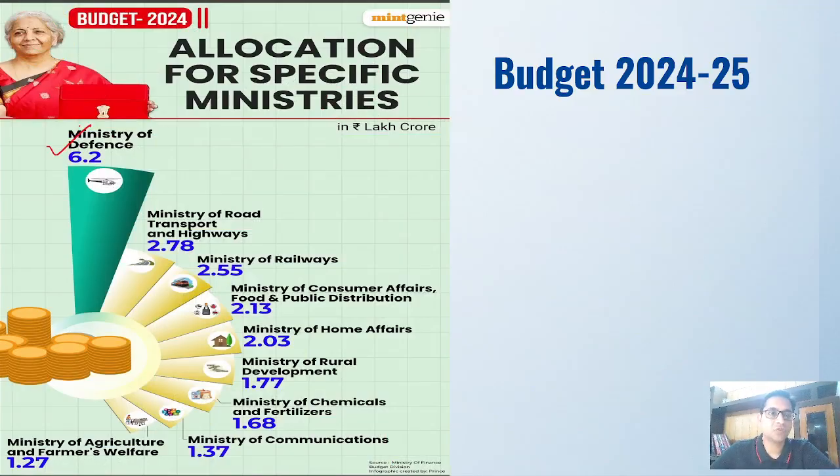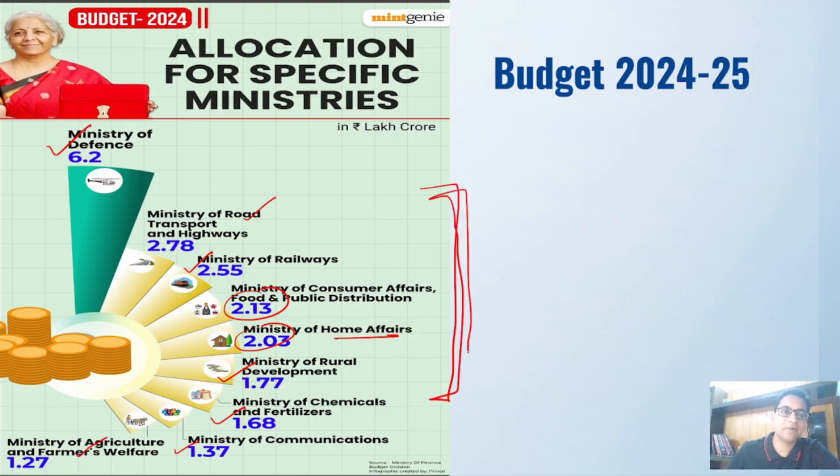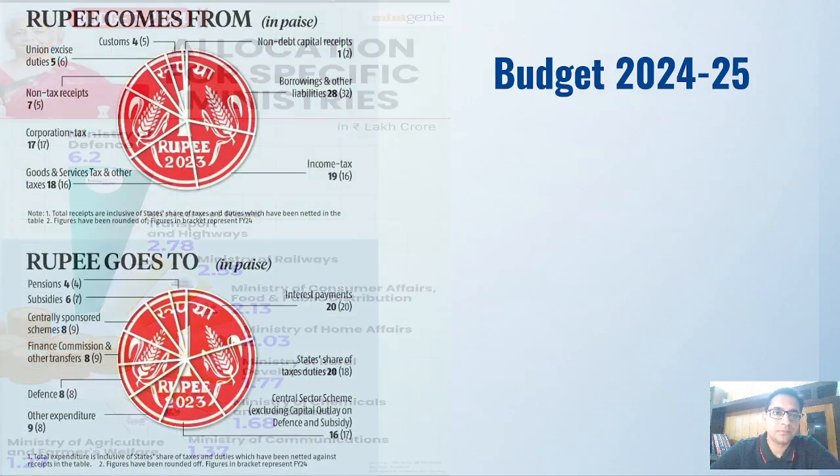Ministry of Defense has got 6.2 lakh crore rupees of the budget. Then Ministry of Road Transport and Highways 2.78 lakh crore, Ministry of Labor 2.55 lakh crore, Ministry of Food 2.13 lakh crore, Ministry of Home Affairs 2.03 lakh crore, Ministry of Rural Development 1.7 lakh crore, Ministry of Chemicals 1.6, Communication 1.37, Ministry of Agriculture 1.27. So this is the maximum allocation given to various ministries. Ministry of Defense has got the highest allocation.